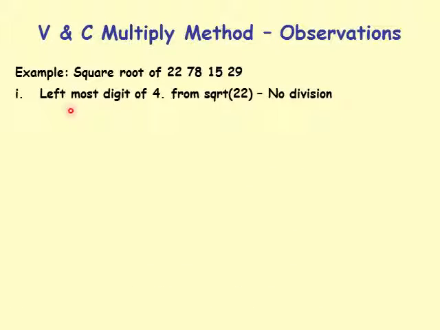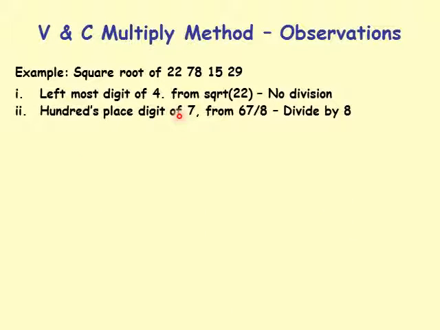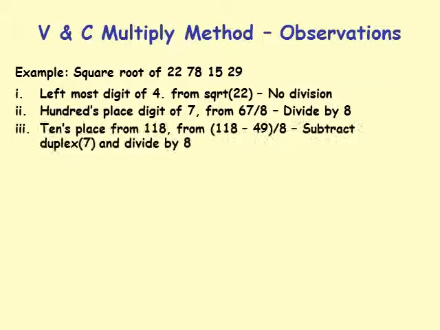Let's look at observations so far we made. Square root of 22781529: the leftmost digit is 4, which comes from square root of 22 from the table. There's no division required here. The hundreds place is digit 7, which comes from 67. Remainder 6 here, divided by 8. So we had to divide by 8 on the second step. The tens place is from 118. That's this 8 here and 11 remainder. And we did 118 minus square of 7 here, 49.